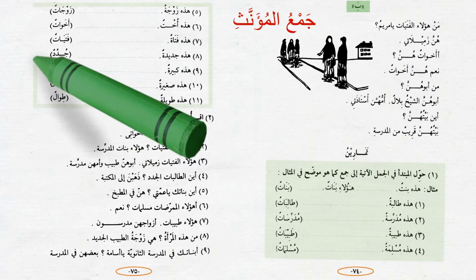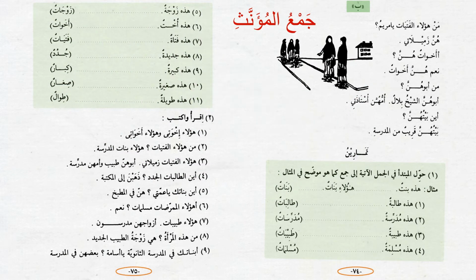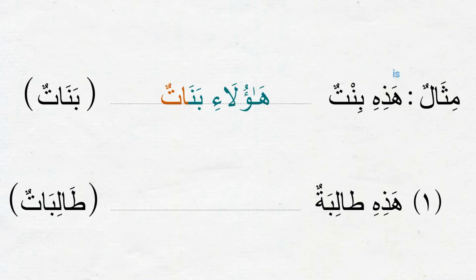This exercise is similar to the one we saw in the beginning of part A, where we need to convert simple ISMIYYAH sentences with singular ism to plural forms, except this time we will deal with mu'annath ism. The mithal or the example is هذه bintun. This is a daughter, or we can also translate it as this is a girl. The plural form of bintun is banatun. So bintun is a daughter and banatun is daughters.